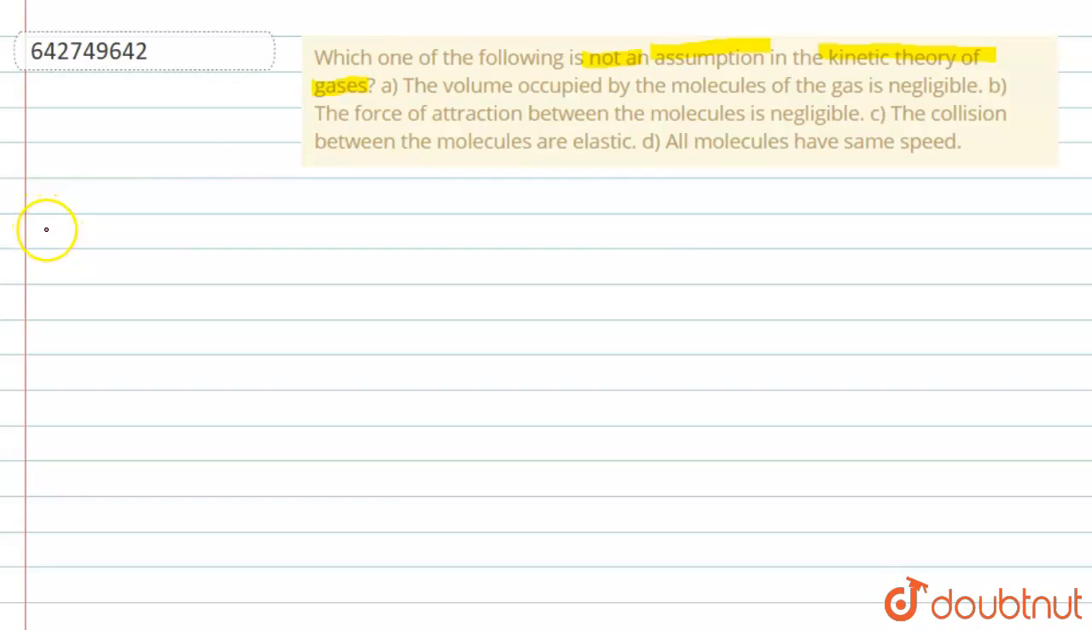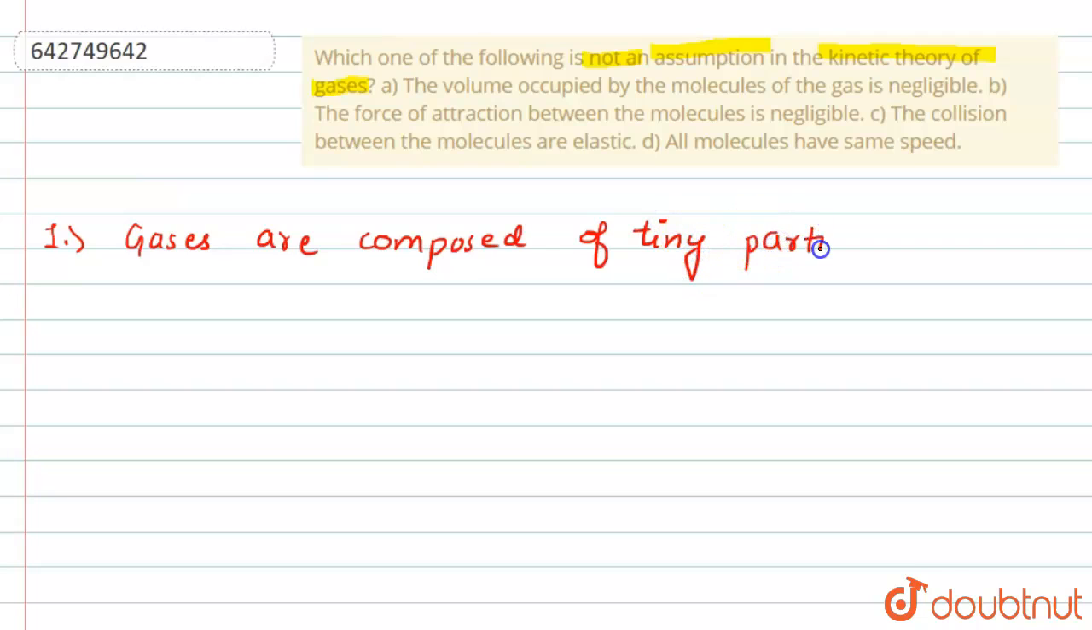According to this, the first assumption is that gases consist of tiny particles, which we can call molecules. So we can write here that gases are composed of particles. These particles are called molecules. These assumptions are for the kinetic motion of particles.